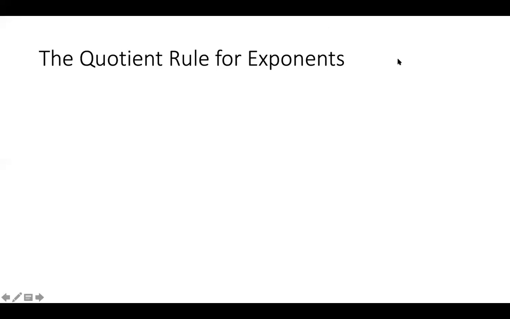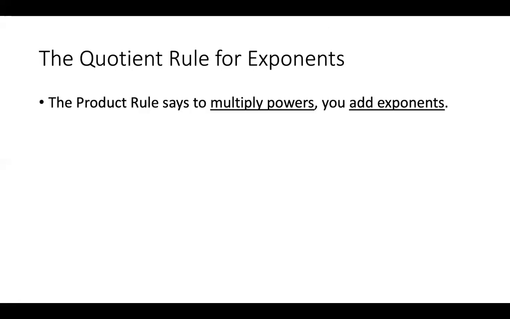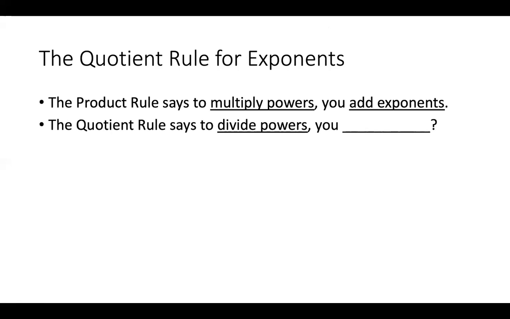All right, the next rule is the quotient rule for exponents, and I bet I can get you to guess what this says. So remember that the product rule says to multiply powers, you add exponents. The quotient rule talks about how to divide powers. So guess what you do with the exponents when you're dividing powers? You're going to subtract them.